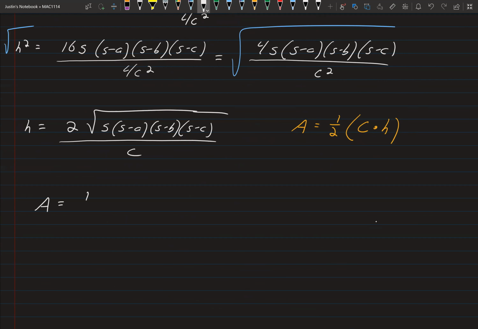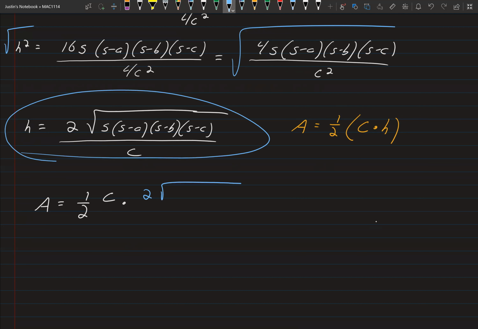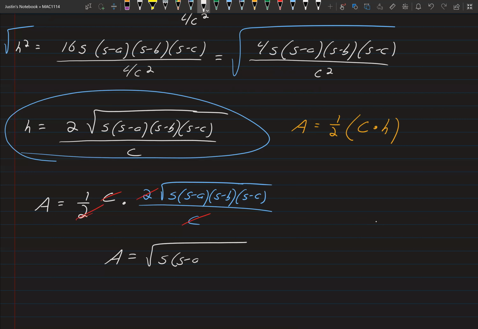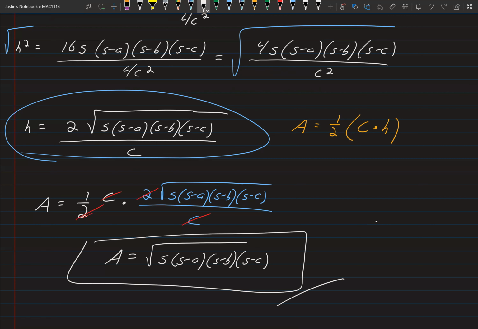Area is 1/2 c, whatever c is, times h. For h, I'm going to plug in this: 2 square root of s minus a, s minus b, s minus c, and on the bottom, I have a c. So some stuff's going to cancel, guys. 2 over 2 cancels. C over c cancels. What are we left with? I'm left with area equals the square root of s minus a, s minus b, s minus c. We're left with Heron's formula.